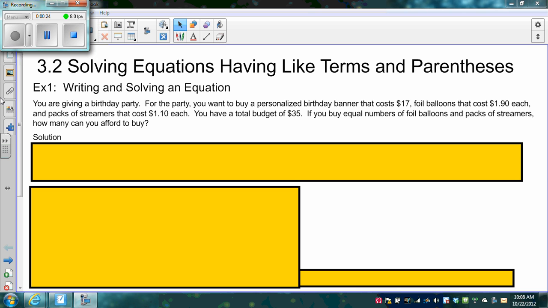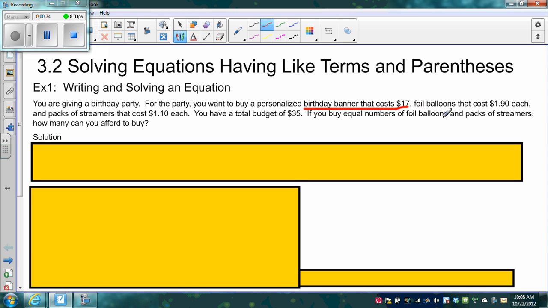You are giving a birthday party. For the party, you want to buy a personalized birthday banner that costs $17. You also want to get foil balloons that cost $1.90 each and packs of streamers which cost $1.10 each. You have a total budget of $35. If you're buying equal numbers of foil balloons and packs of streamers, how many can you afford to buy?